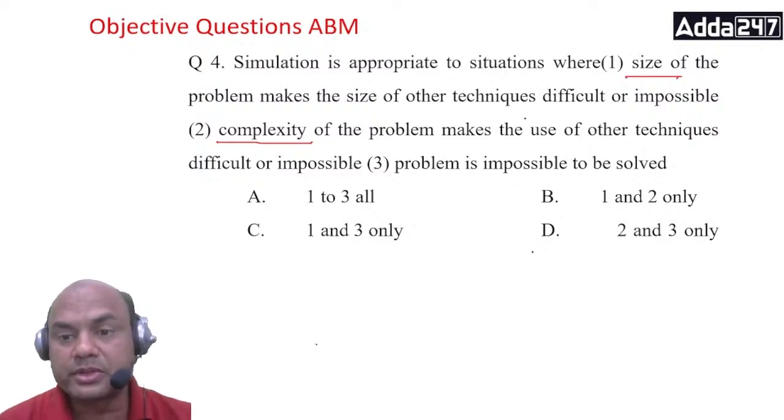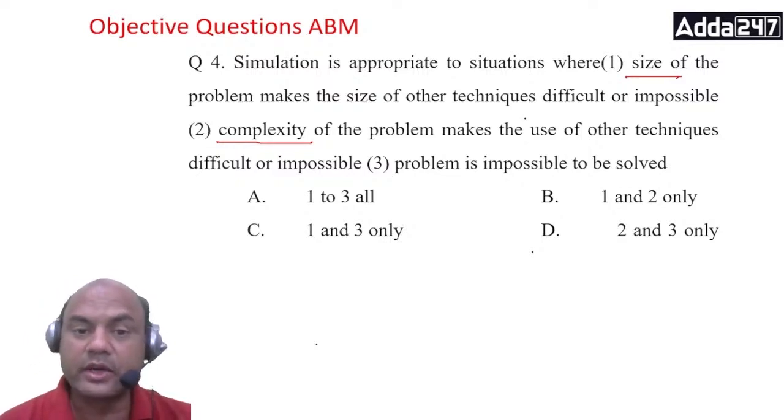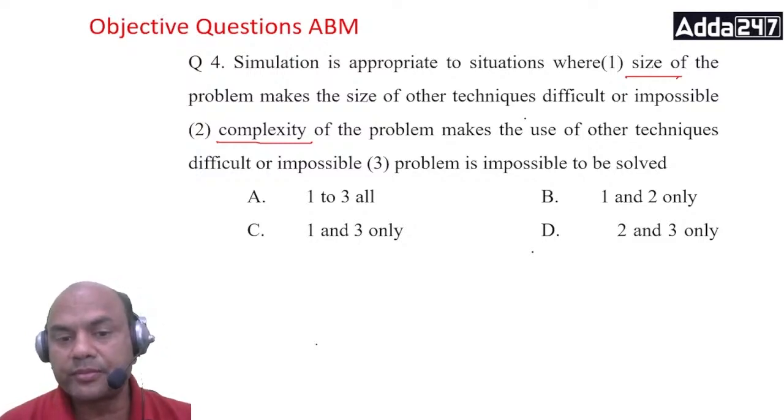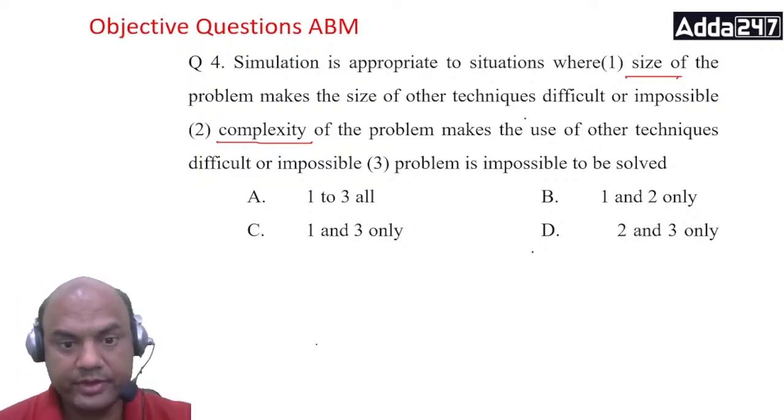Problem is impossible to be solved. Is there any problem which is impossible to be solved? Now you answer. Is the answer A, 1, 2 and 3 all? B, 1 and 2 only? C, 1 and 3 only? And D, 2 and 3 only? So what can be the answer for this? Everyone?